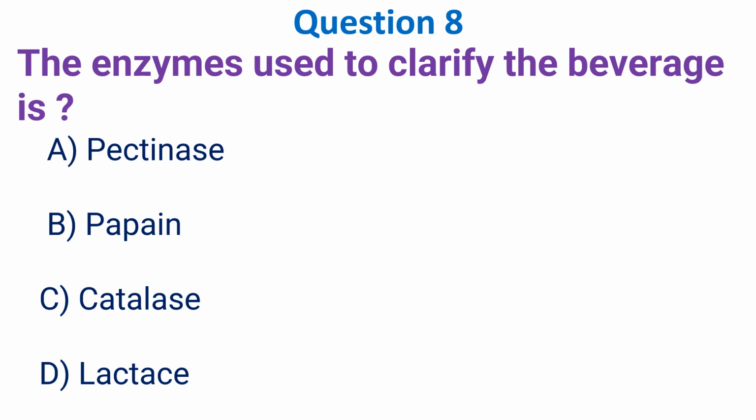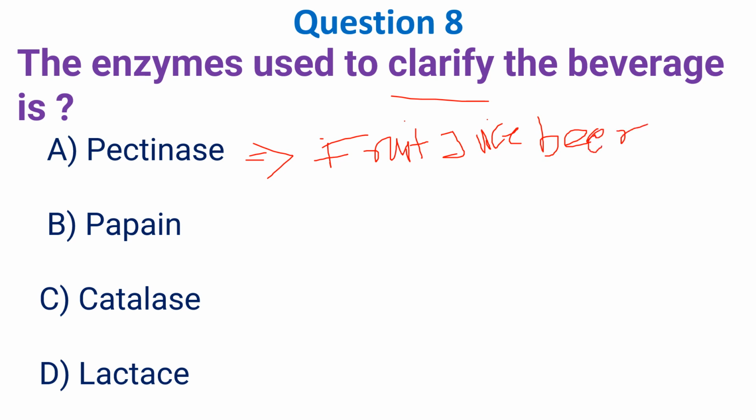The enzyme used to clarify the beverage. What is a clarifying agent? The clarifying agent is used to avoid the haziness and oxidative deterioration of fruit juice. What is pectinase? Pectinase is an enzyme which is used in fruit juice for clarifying the fruit juice and beer. What is papain? Papain is a whitish liquid of papaya which is used in tenderization of meat.